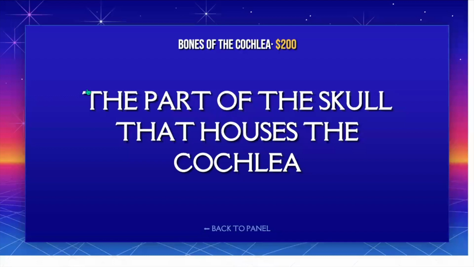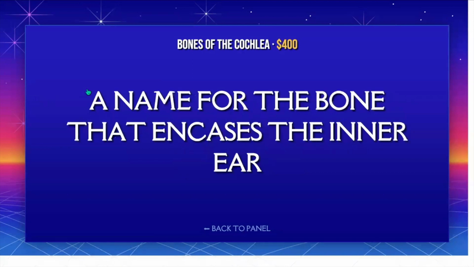Starting off with bones of the cochlea for 200, we have the part of the skull that houses the cochlea, and that is the petrous temporal bone, more specifically the otic capsule. Next, we have a name for the bone that encases the inner ear. The answer to this would be, what is the bony labyrinth?